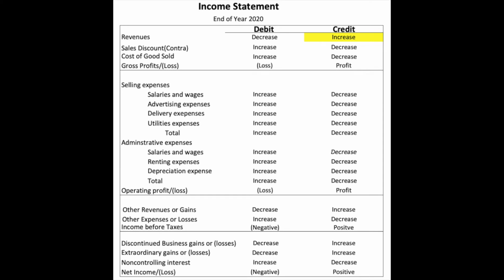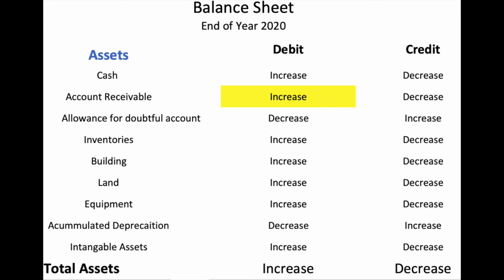In this transaction, revenues is increased in the income statement, and accounts receivable is increased in the balance sheet.